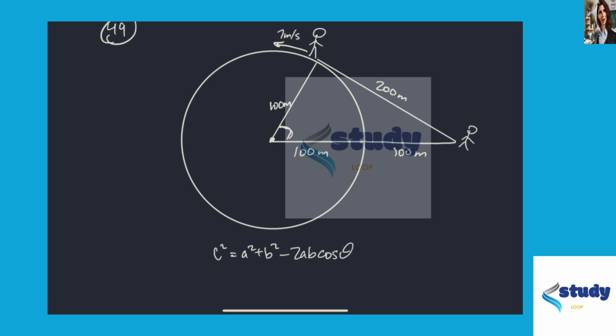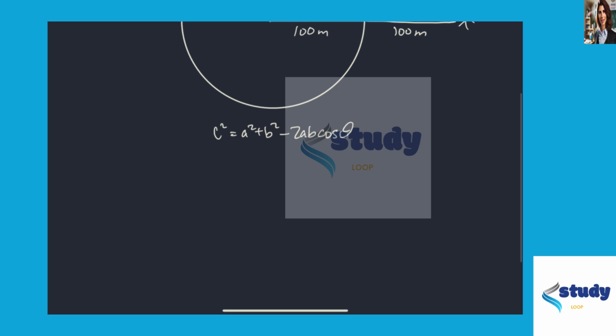So using the law of cosines and differentiating both sides, we get that 2c dc/dt equals 2ab sine theta d theta/dt. Solving for dc/dt, in order to do that, we need to find sine theta and d theta/dt. Because it's not given to us, we're going to have to find it ourselves.